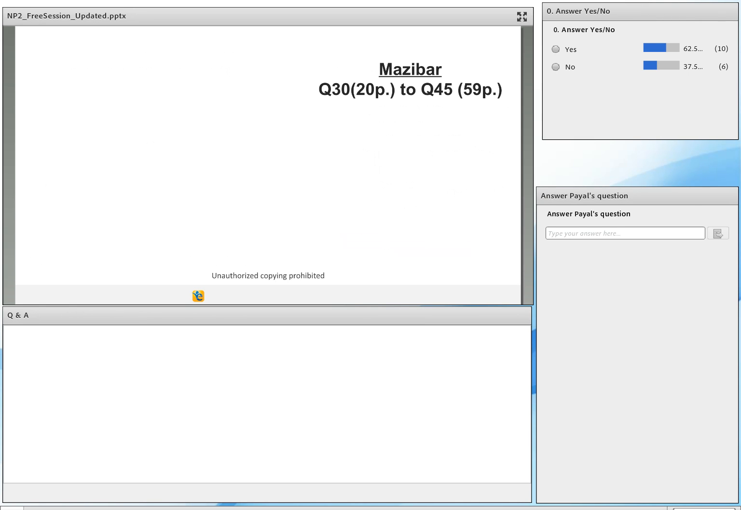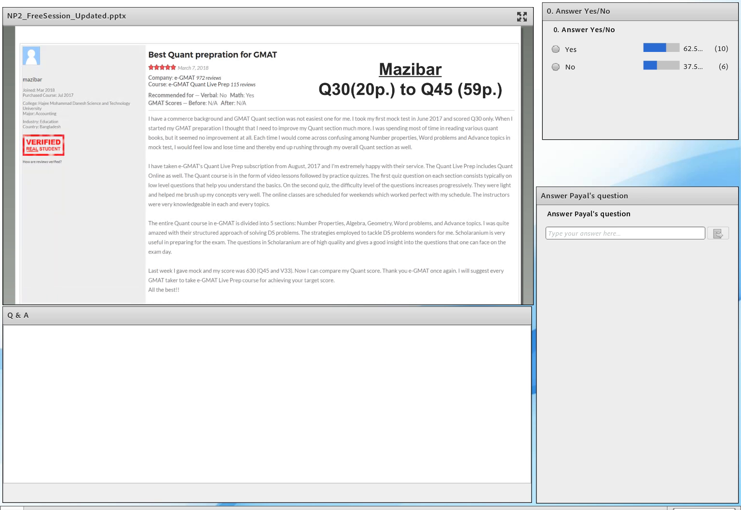Now, Mazibar is an individual who was extremely weak in Quant. His starting score was Q30, a mere 20 percentile. Mazibar, which is his PTG forum name, spent a lot of time reading Quant books, but he was not able to improve. He benefited from the progressive learning architecture at e-GMAT, and that's something that I've been talking about, progressively increasing the difficulty level of questions, the way we have done in this session. You need to be exposed to that. And he was able to cement his basics before taking on difficult questions.